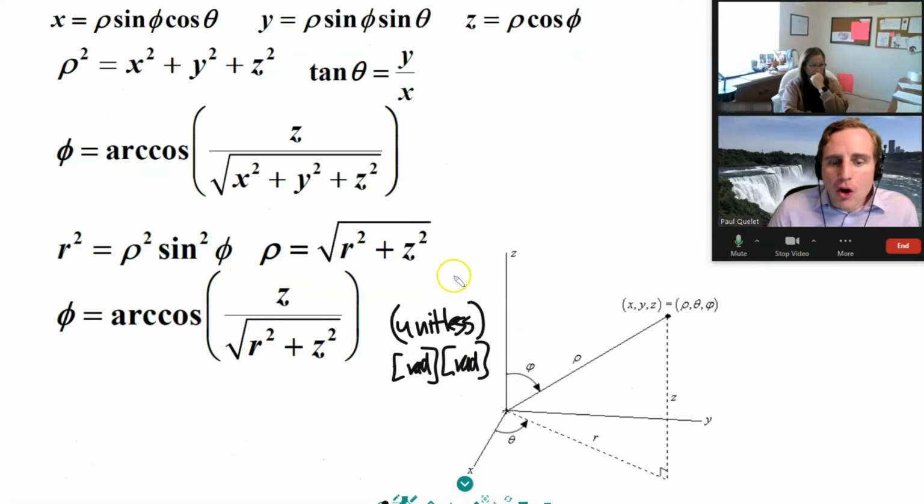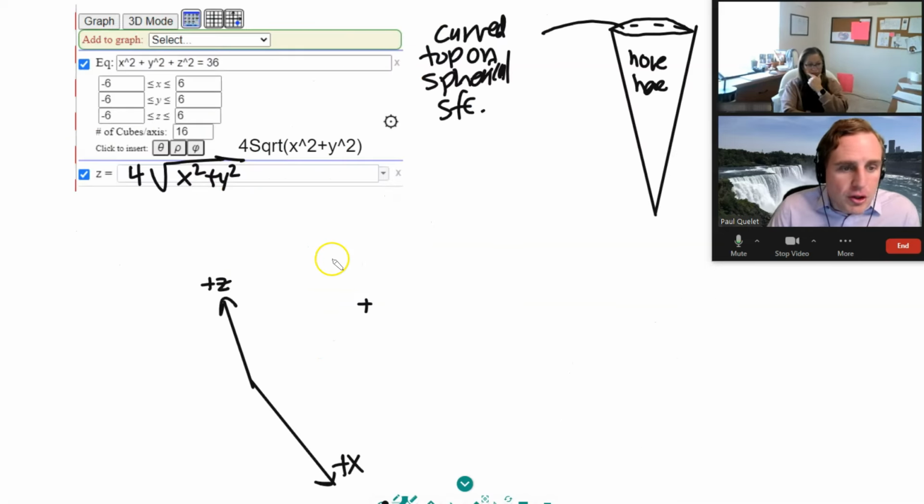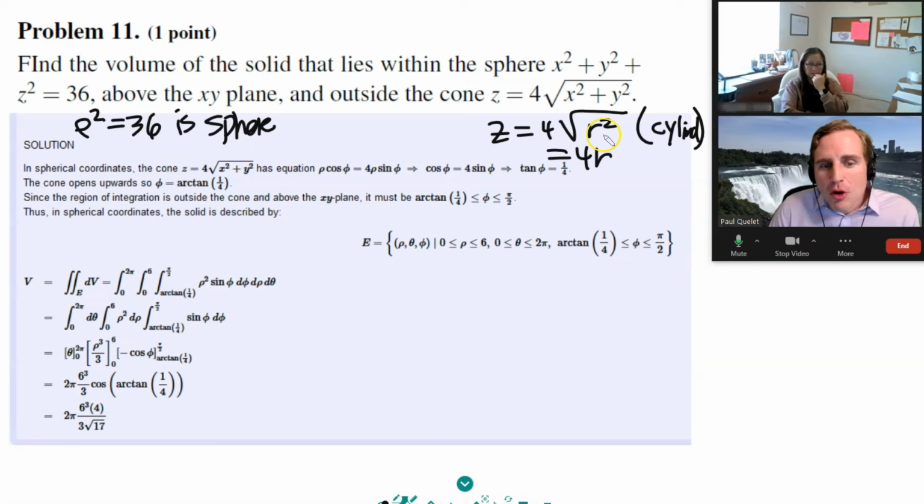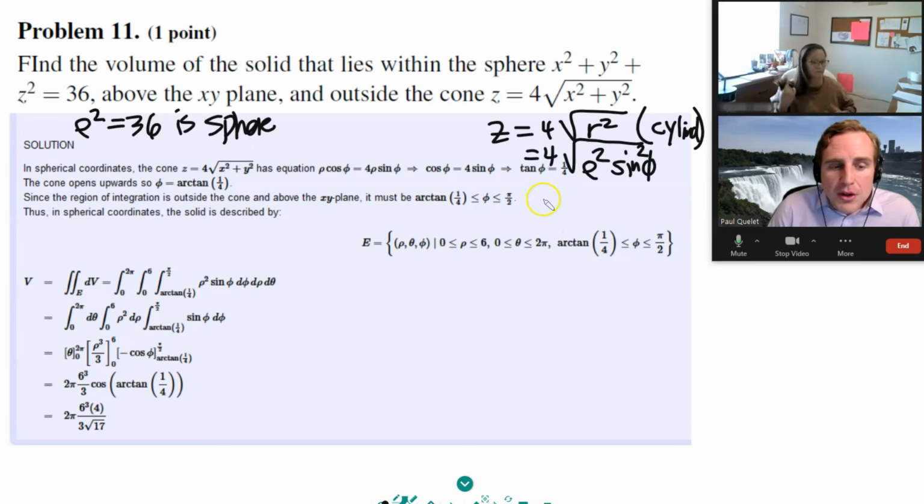If you want r squared, now notice r still harkens back to cylindrical, right? So it turns out you can get this r in terms of the other things. So r squared would be rho squared sine squared phi. So going back to here, if x squared plus y squared equals r squared, that can be written as rho squared sine of phi squared, and the square root of that. So I think that's going to be useful. So that means z equals 4 rho sine phi.